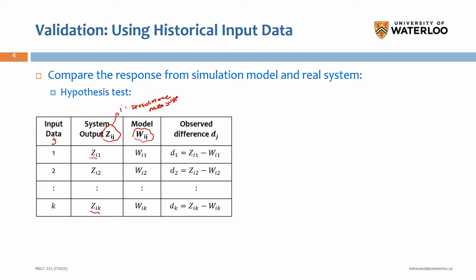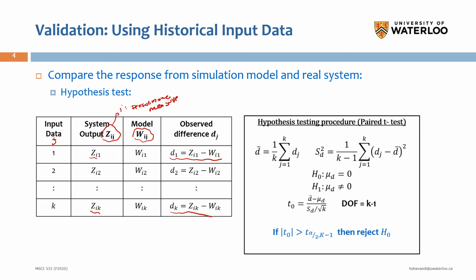Okay, so here we calculate the observed difference between the model's output and the system's output for each given data. So D1 becomes Zi1 minus Wi1, up to Dk here. Okay, now we have the observed differences. So the D bar will be the average difference.